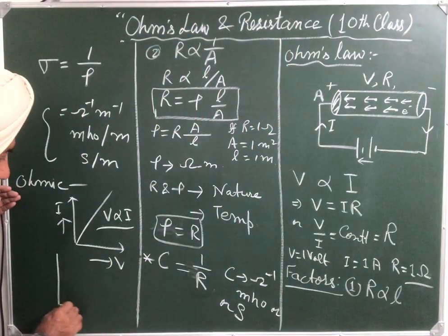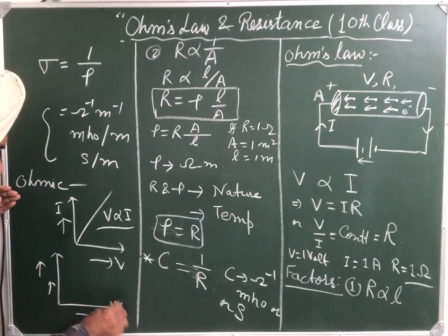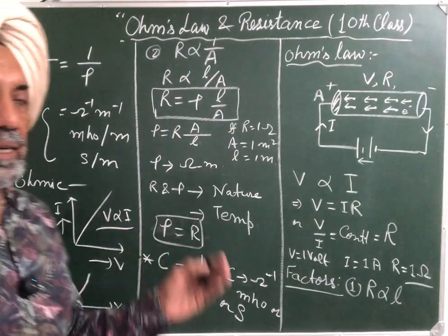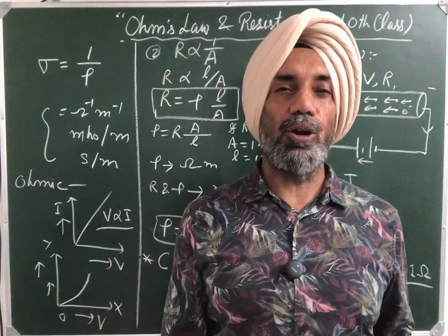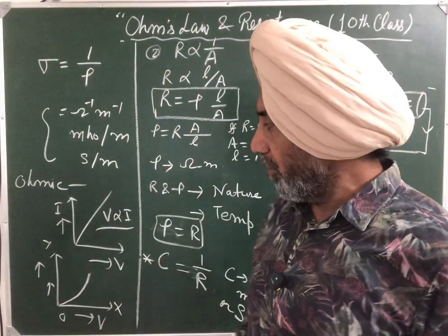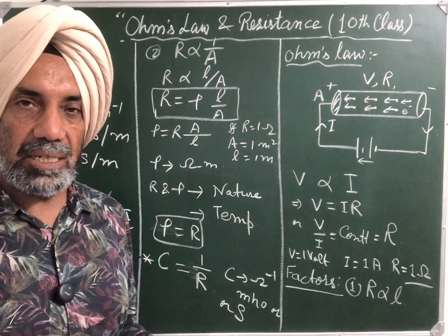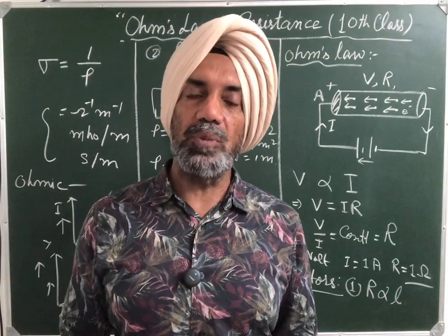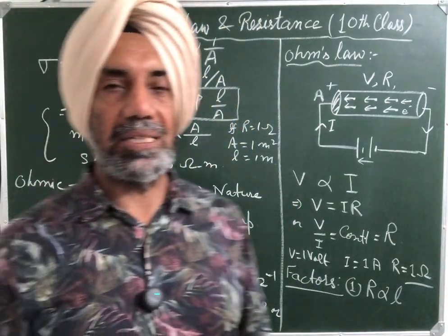Non-ohmic devices are those which do not obey Ohm's law, like semiconductors. The graph between V and I for a semiconductor comes out to be like this. It's not a straight line. So semiconductors as well as electrolytes do not obey Ohm's law. They are non-ohmic devices. A question may be asked: what are ohmic devices and what are non-ohmic devices? Give examples. Those devices which obey Ohm's law, for example metals, are called ohmic devices. Those which do not obey Ohm's law, for example semiconductors and electrolytes, are called non-ohmic devices.